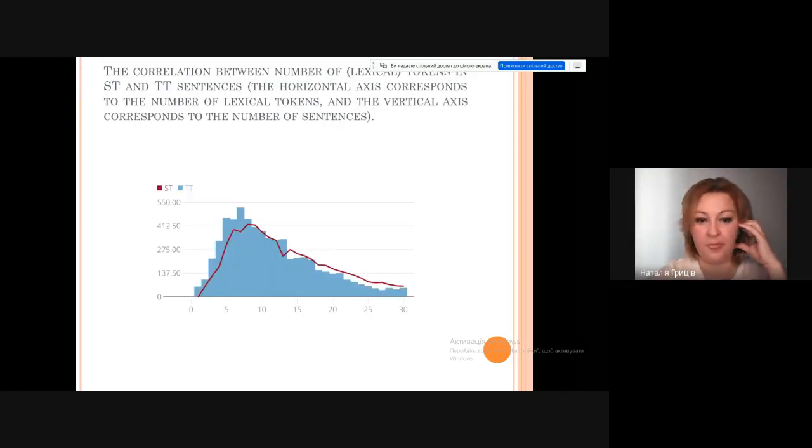Thus, here we see the correlation between the number of lexical tokens in source text and target text sentences. The horizontal axis here corresponds to the number of lexical tokens, and the vertical axis corresponds to the number of sentences. So it makes it easier to visualize the whole picture presented by the numeric data obtained.